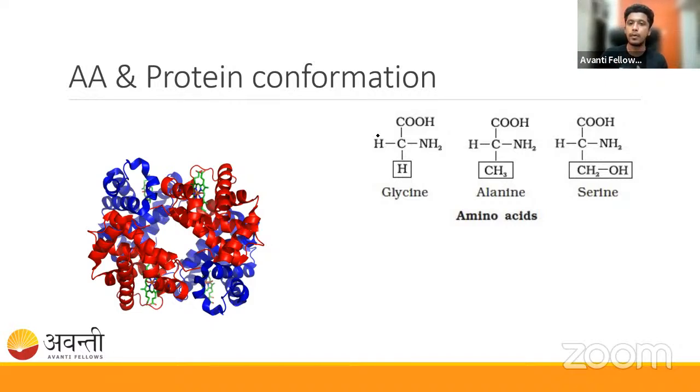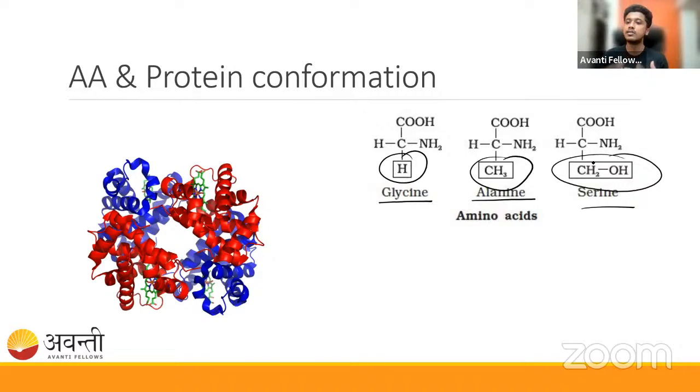Here is an example of some amino acids: glycine, alanine, and serine. You can see here H, CH3, and CH2OH, which are the functional groups. So we talked about proteins and protein configuration. Proteins can be classified based on their structure. You can have primary, secondary, tertiary, and quaternary proteins. These structures depend upon the complexity of the protein structures.